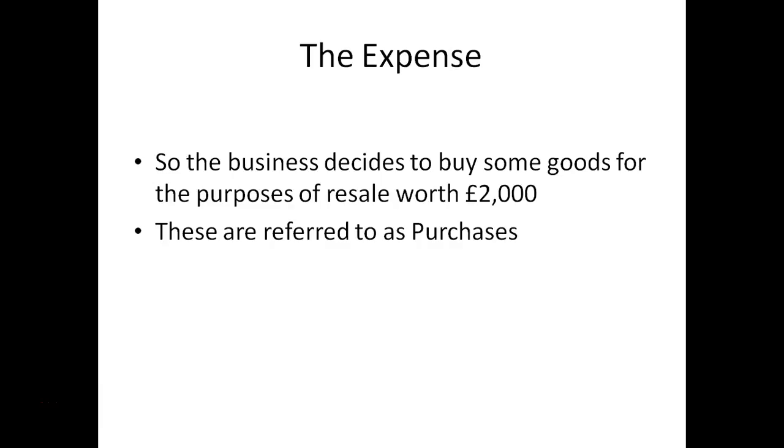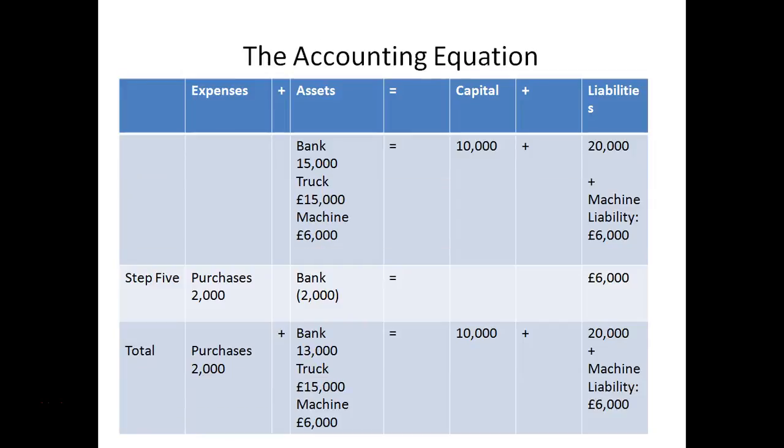So the business decides to buy some goods for the purpose of resale worth £2,000. That's the aim, to sell goods worth 2,000. We refer to these as purchases. Yes, as purchases. Okay, here is the story. So what do we have? So step 5. Yes, you can see I've added another letter to this equation, and I've added it on the left side of this equation.